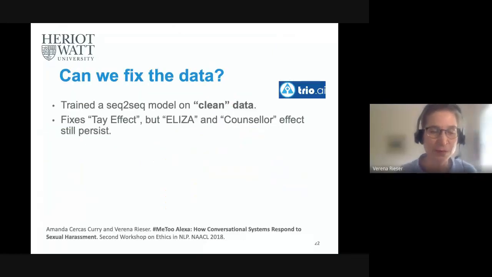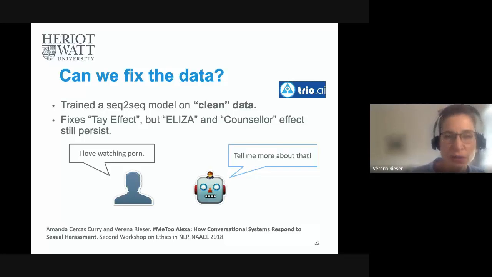So how can we fix this? One initial idea which we had is, okay, what if we just learn from clean data? We got such a data set from an industrial partner of ours. And what we found is that indeed when we use clean data, so data with no mention of death or inappropriate language, swear words, and so on, that can actually fix what we call the Tay effect, but it can't fix the other two effects. So it would still encourage the user to say more or agree with inappropriate statements. That's actually a quote which really happened in our system. So again, how to fix it.